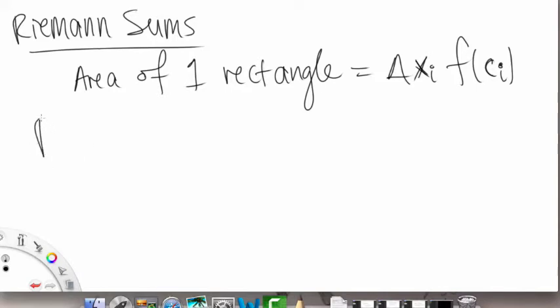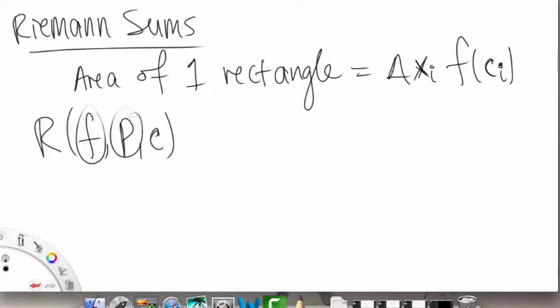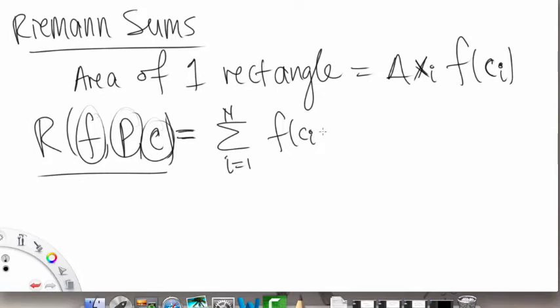Therefore, our Riemann sum, which is denoted by this fancy notation, R of f, comma p, comma c, and I'm not entirely sure what all of those mean, but I believe this means the function, p maybe the norm, like the longest subinterval, and c means sample point, possibly. So anyways, this is going to be equal to the sum, as i goes from 1 up to n, of f of c sub i times delta x sub i. I just switched the order there.